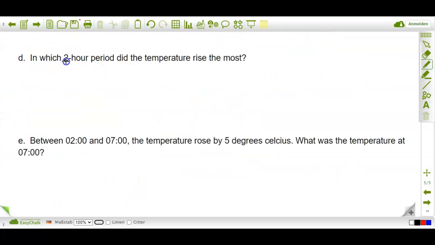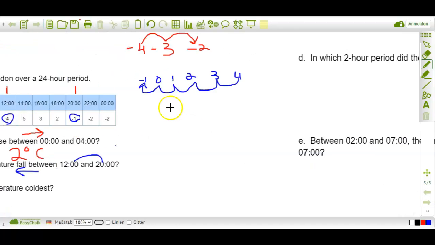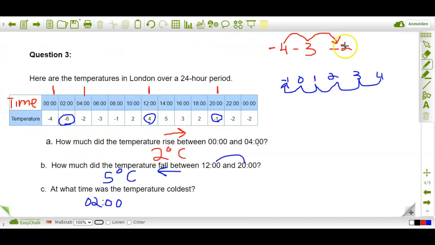Part D asks, in which 2-hour period did the temperature rise the most? First we have to look at the values and determine where there was a rise, because not every time the temperature had risen. Generally there was a rise in temperature from -4 to -2. That's a rise because -4 is less than -2.